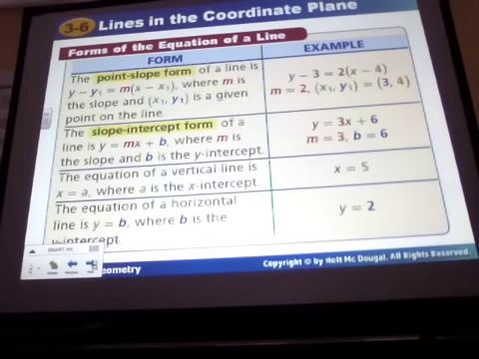You should have your teaching transparencies out in front of you, students, and you should have the point-slope form. It's where you have your slope and one point. Your slope-intercept form is where you're given the slope and the y-intercept. The equation of a vertical line will give you the coordinate of the x. The equation of a horizontal line will give you the coordinate of the y.